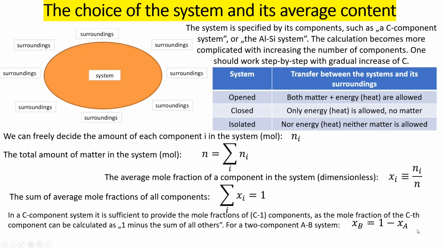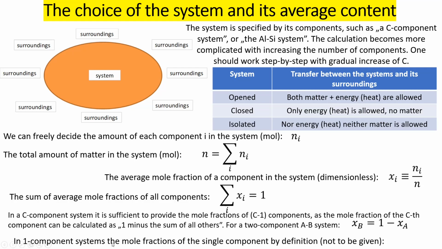So if XA is given as, like, 0.8, then XB is usually not given, but all of us know that obviously XB is 1 minus 0.8, which is 0.2. By the way, xi as a fraction is defined between 0 and 1.